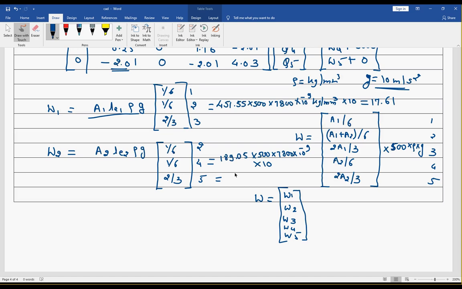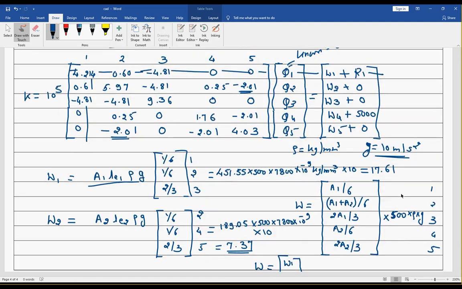So one way is, if 17.61 is your answer, I say divided by 451.555 and into 189.05. So most probably somewhere around 7.37 would be the answer. So just verify this. These are the answers coming.